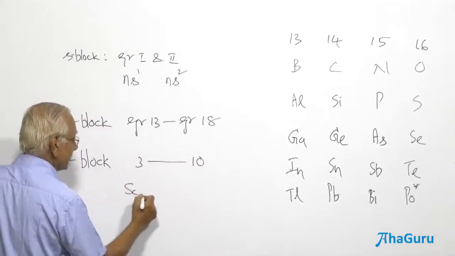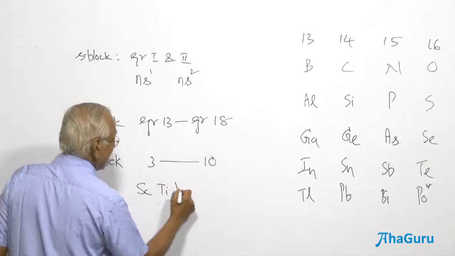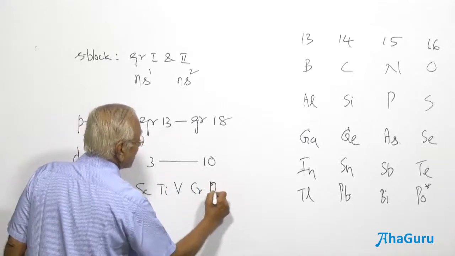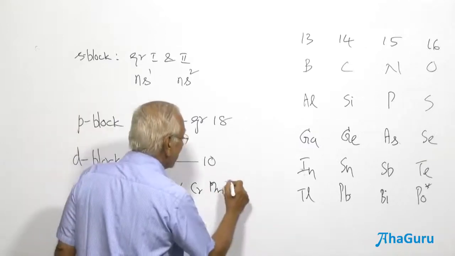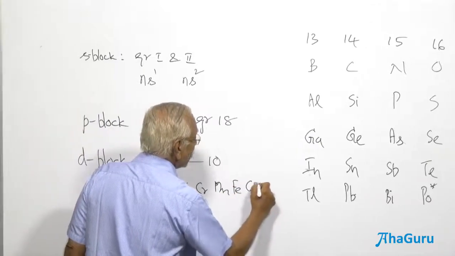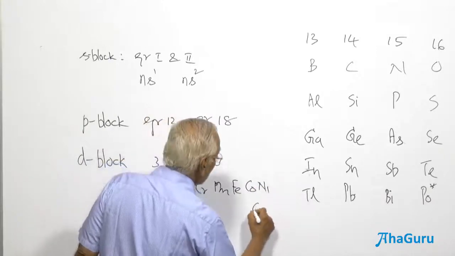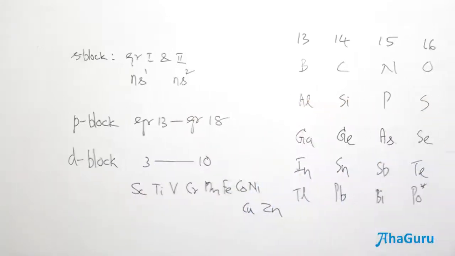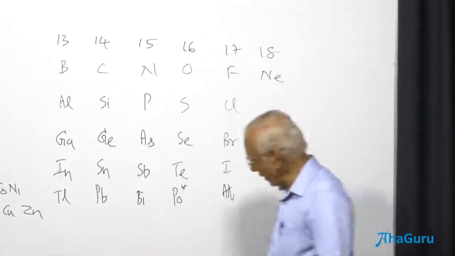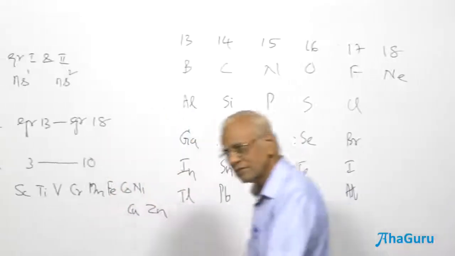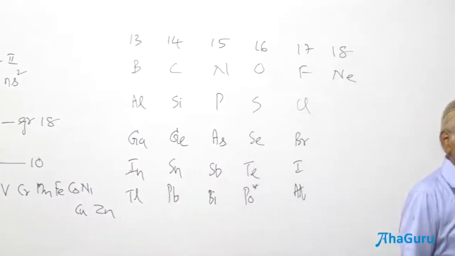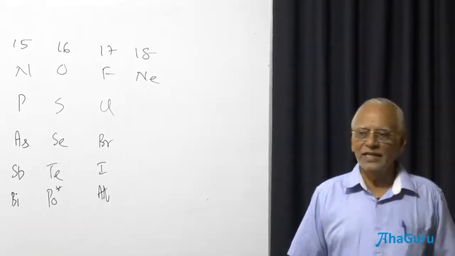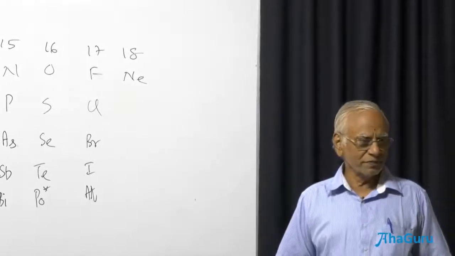At least let us write group: scandium, titanium, vanadium, chromium, manganese, iron, cobalt, nickel as a triad. Iron, cobalt, nickel, copper and zinc. You don't need to know the F block elements. They are called F block elements. Why are they called F block elements? Because the last electron enters the f orbital.